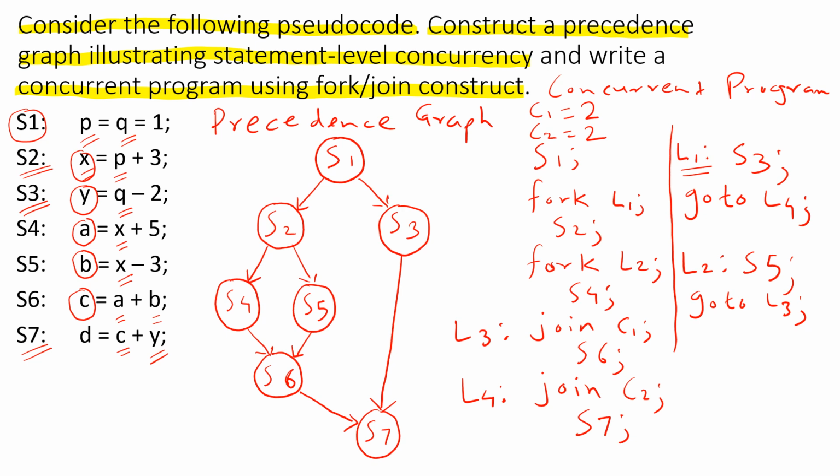So this is how you write the concurrent program using fork and join. I hope you have understood this.